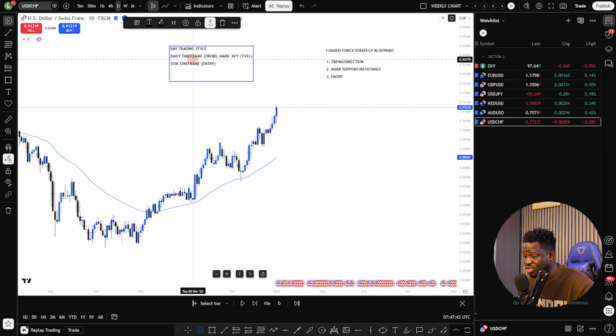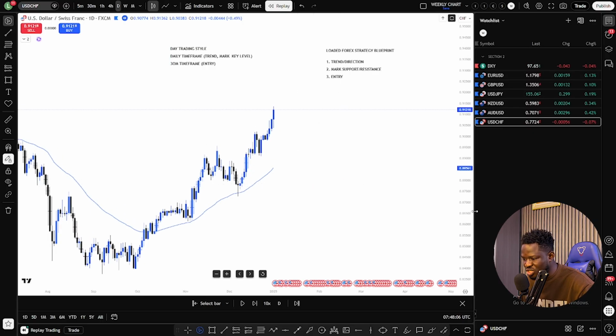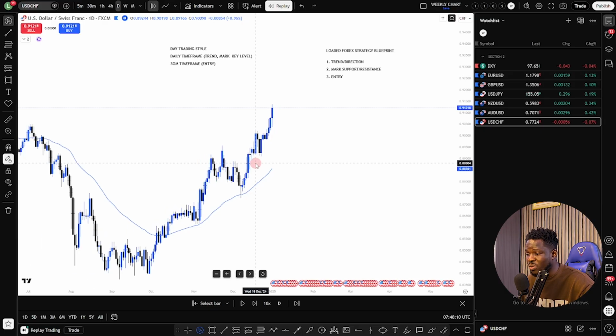As a day trader using day trading style, your number one time frame is daily time frame. And what are you solving on daily time frame? Number one, the trend. Then you mark your key level. Key level is also known as support and resistance. Since the price action is trending up, our key level is going to be support. Support is going to serve as our point of interest. That is area where we want to take execution, where we want to execute our buy orders.